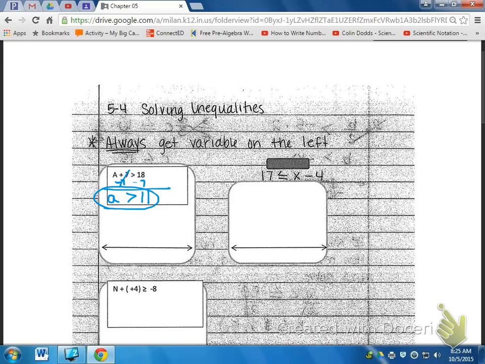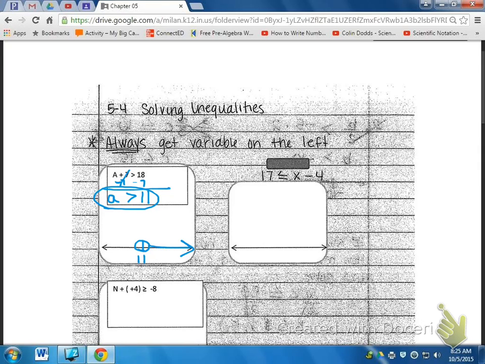A is greater than 11. So on my number line, we're just going to put 11. Now what? You said A is greater than 7. A is greater than 11. Thank you. A is greater than 11. So I'm going to put 11 on the number line. Now what? Open circle, shade it right. That's what you're going to do today.